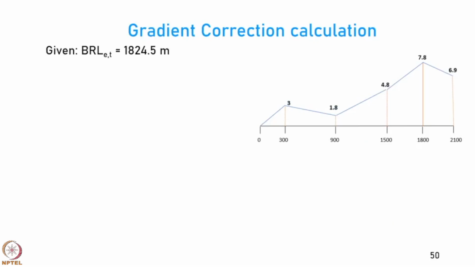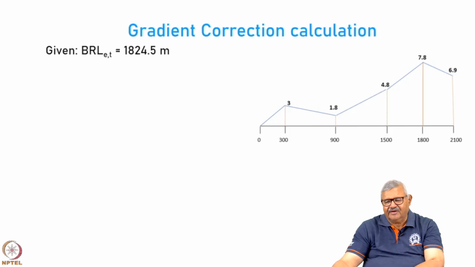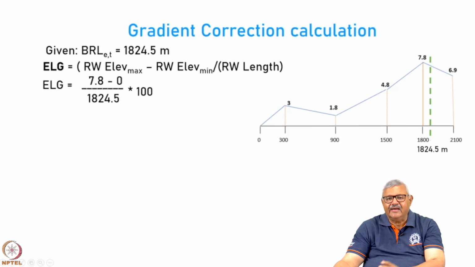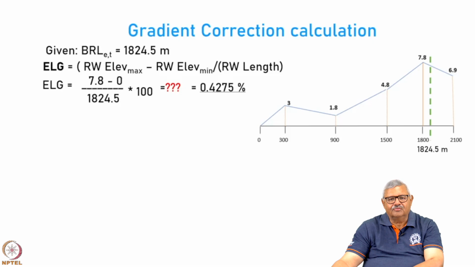So, now we know that the basic runway length corrected for elevation and temperature is 1824.5. So, the ELG value will be the runway elevation max, which is 7.8, minus runway elevation minimum, divided by the runway length. In fact, it is not 1.8, it is 0 at the beginning. So, it is 7.8 minus 0 by 1824.5 into 100. This turns out to be how much? Please calculate this value, the value of ELG, the elevation, and it comes out to be 0.4275%.